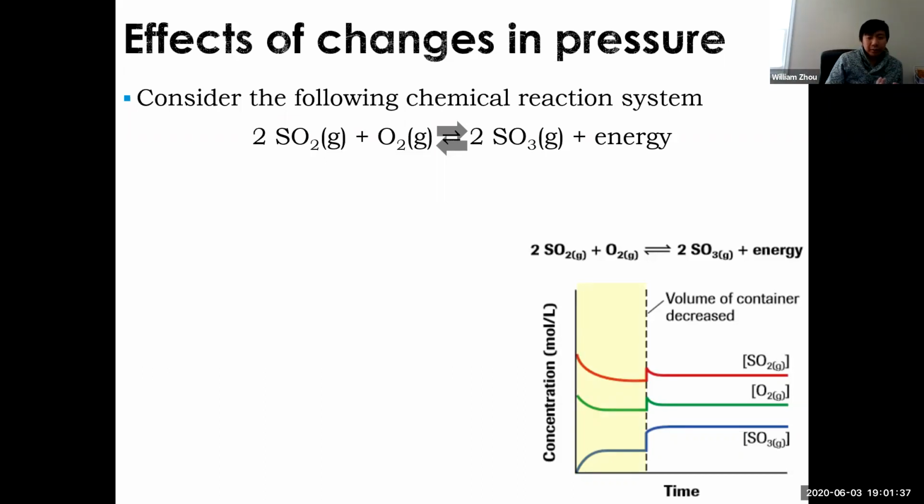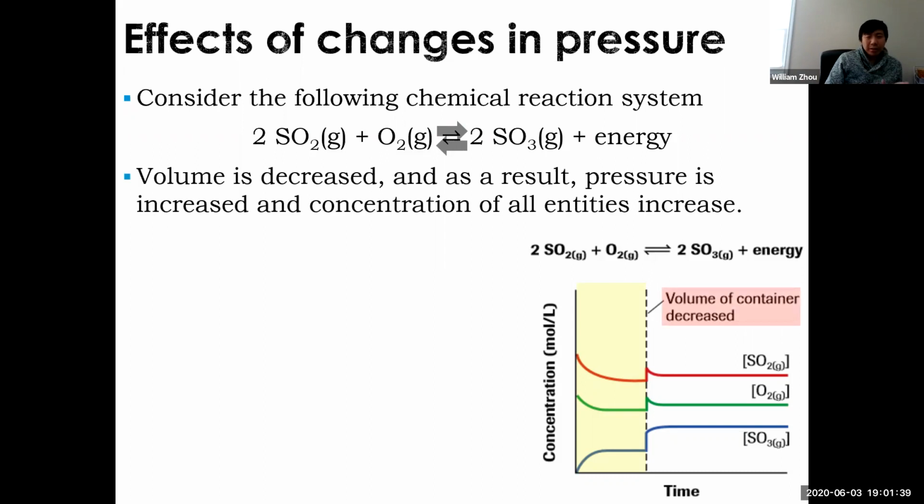So let's shrink the container. You decrease the volume, that means you increase the pressure. When you increase the pressure, the concentration of everyone in the container will increase. Because they're all in the container, and if you make the container smaller, you don't change the amount of gas, everyone's concentration will go up. That's why in the graph you see a spike in everyone. Everything spikes because there is a decrease in volume. So increase in concentration of all the gases, only the gases. If you're not a gas, you're not affected.